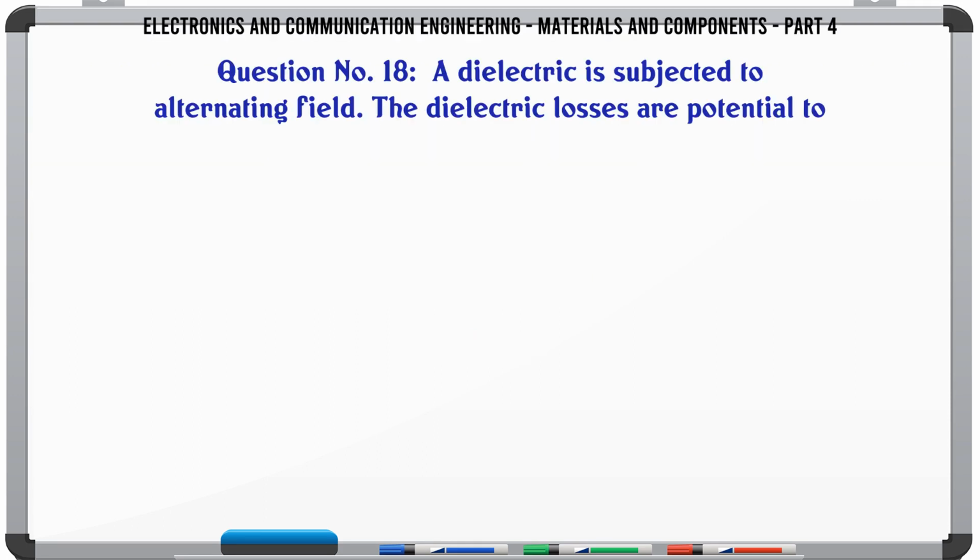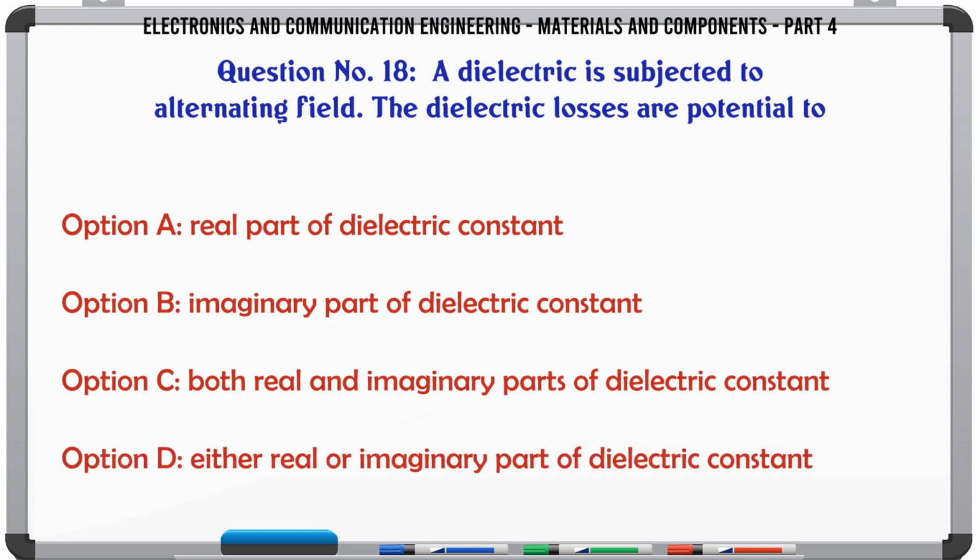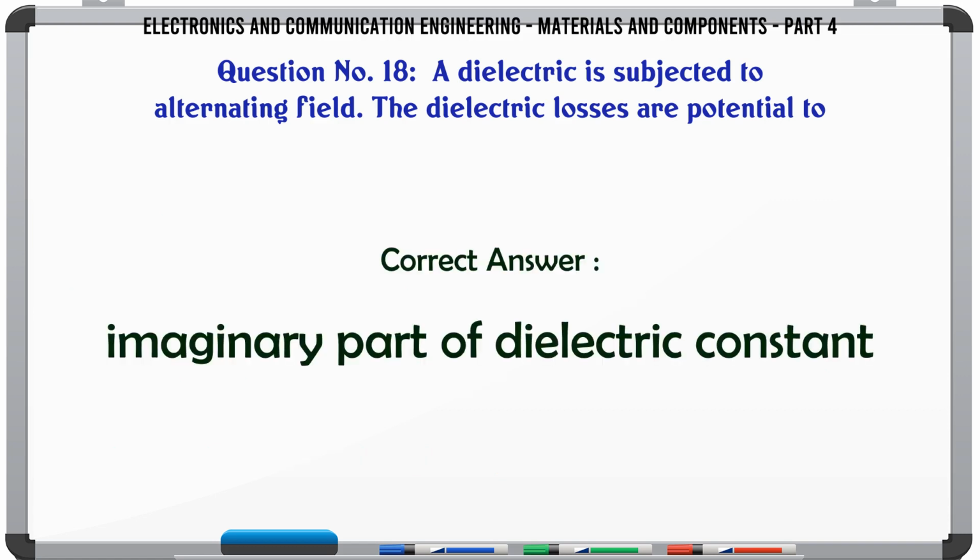A dielectric is subjected to an alternating field. The dielectric losses are proportional to A. Real part of dielectric constant. B. Imaginary part of dielectric constant. C. Both real and imaginary parts of dielectric constant. D. Either real or imaginary part of dielectric constant. The correct answer is imaginary part of dielectric constant.